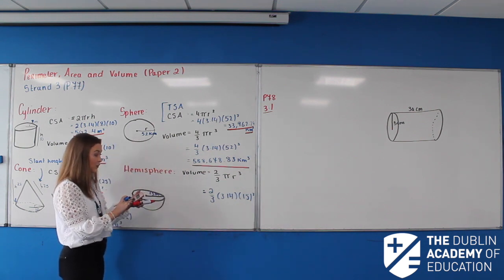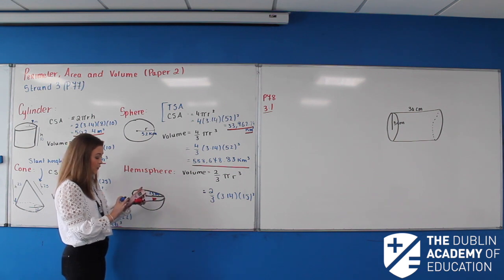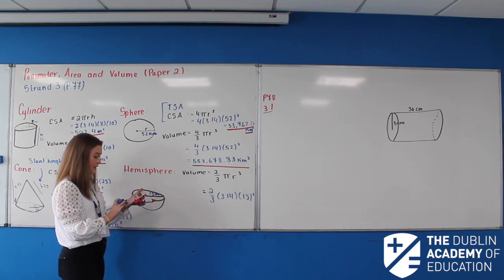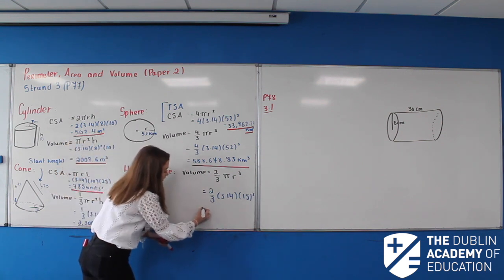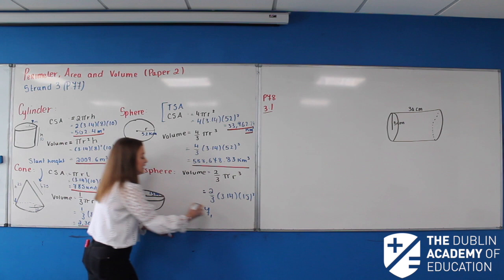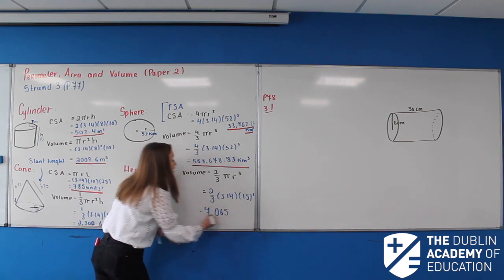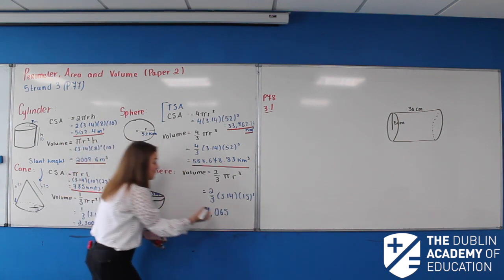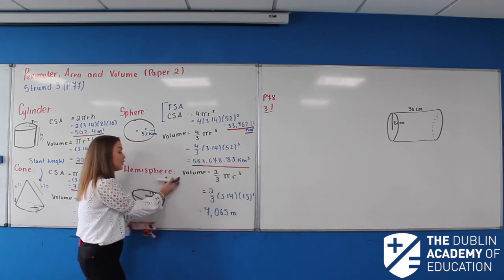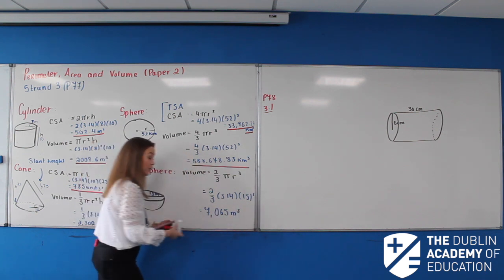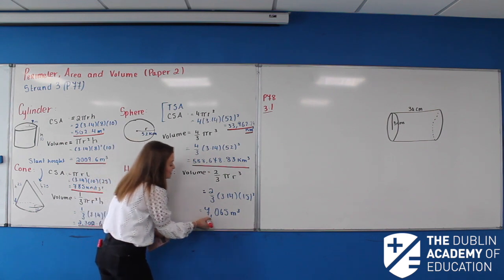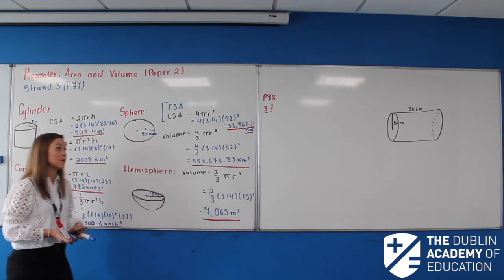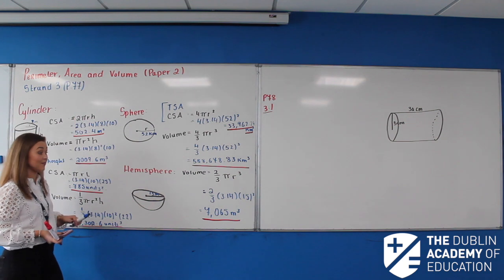I have 2 over 3 times 3.14 times 15 to be cubed. Pop it in. What we should get out is 7,065. Look for my units. My units was meters. It's volume, so it's going to be meters cubed. Now guys, that's a demonstration of all the formulas that's on page number 77.